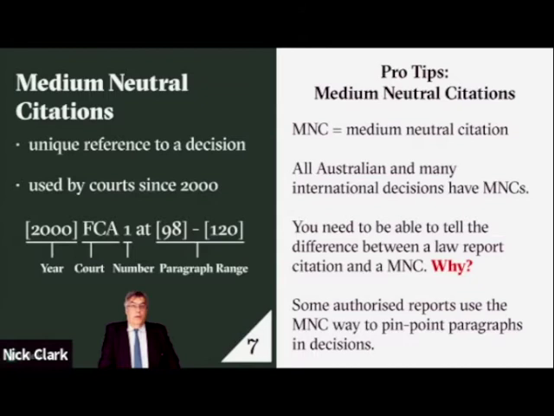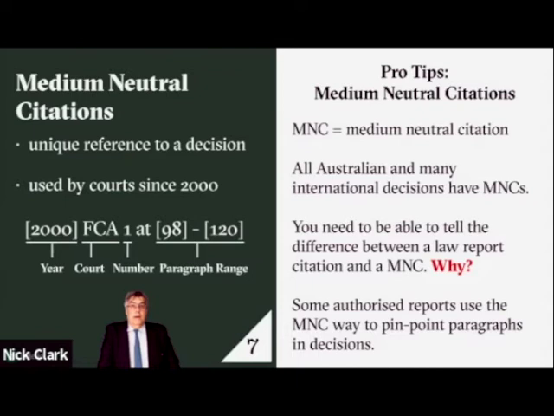People citing authorised reports now often use the square bracket paragraph range to the right of the medium neutral citation as a shorthand way. So a lot of the time now, people will simply cite the authorised report citation, which I'll show you, and then a paragraph number reference, and that's a fast way to do that.